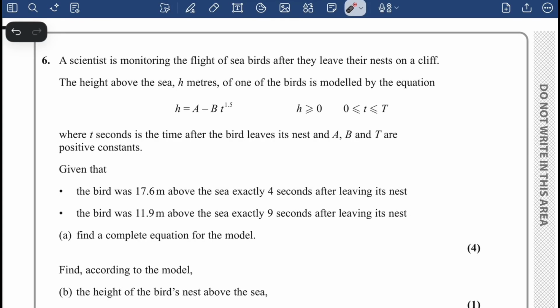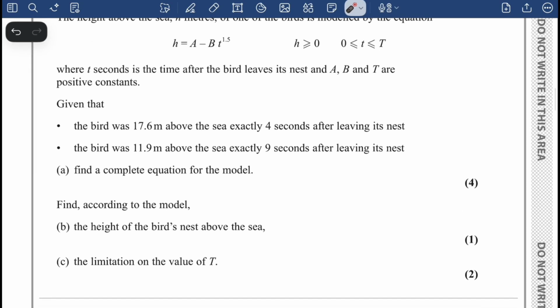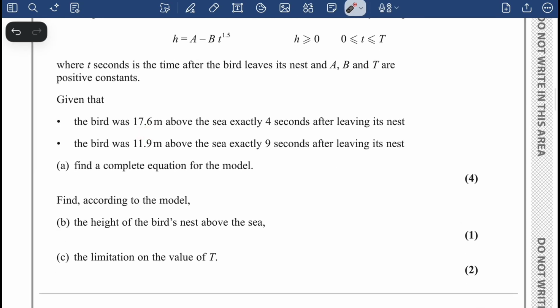Okay, so question 6. The scientist is monitoring the flight of seabirds. The height above the sea is modeled by this equation here, where t is seconds. Well, that's significant that t is seconds. And a, b, and t are constants. Given that the bird was 17.6 meters above the sea at 4 seconds and 11.9 at 9 seconds, find a complete equation for the model.